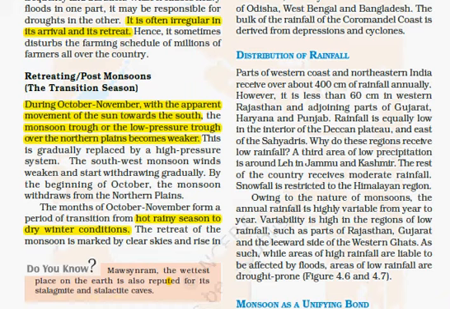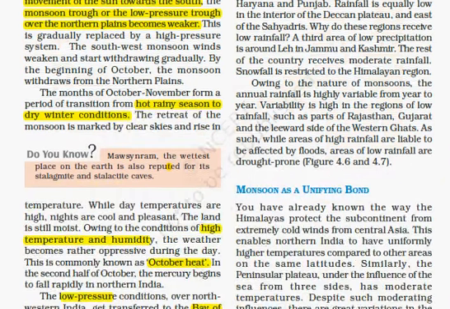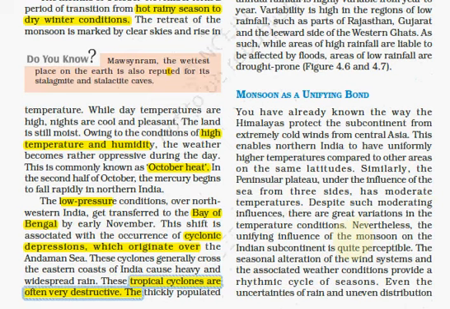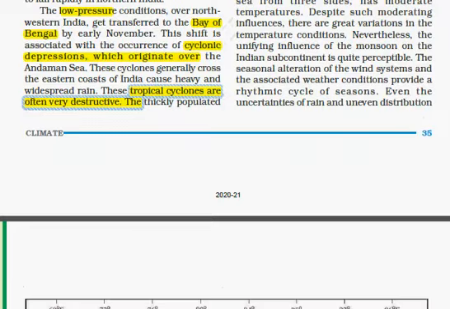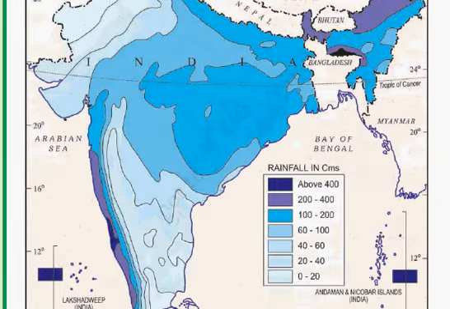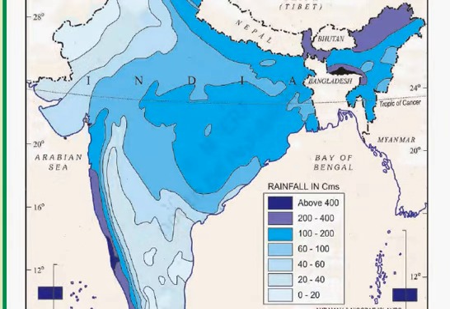So the monsoon is a unifying bond, as not only in India but over the whole Indian subcontinent the monsoon season is affected. So the Indian subcontinent experiences similar kinds of conditions depending upon the onset of the monsoon. So this was a detailed explanation of the Indian monsoon.